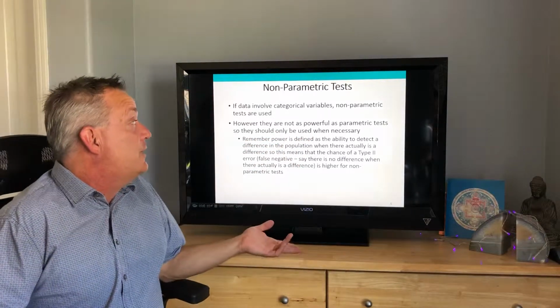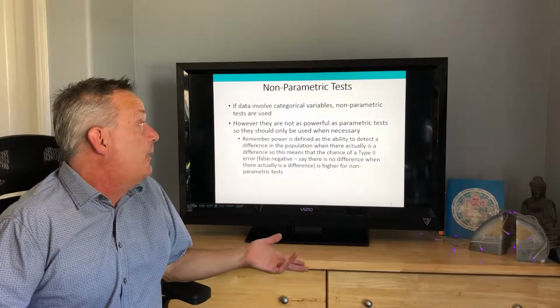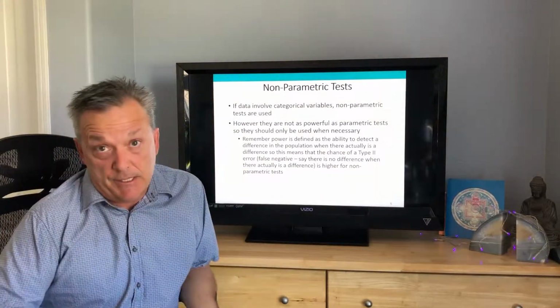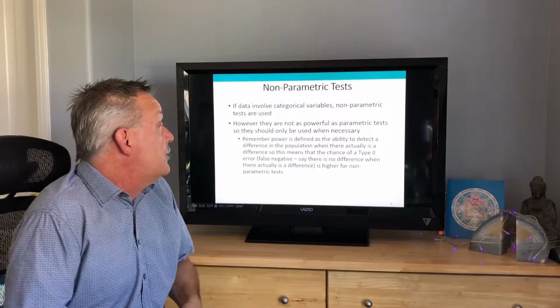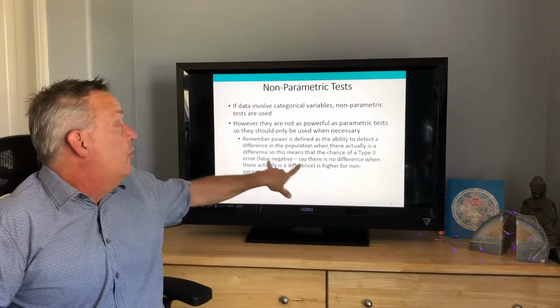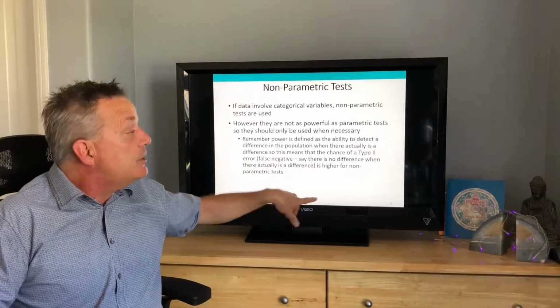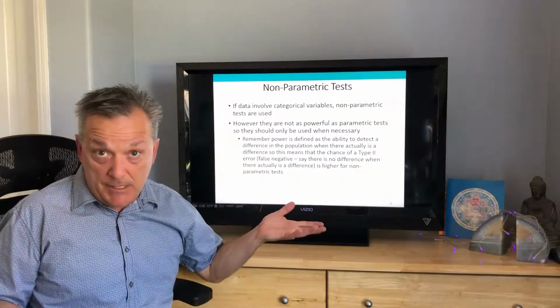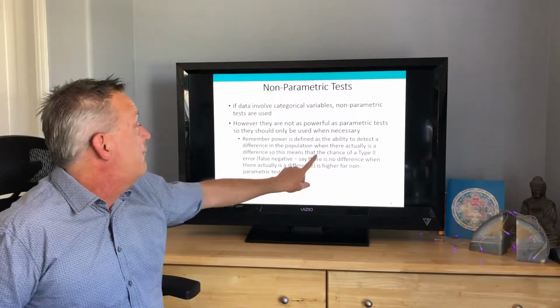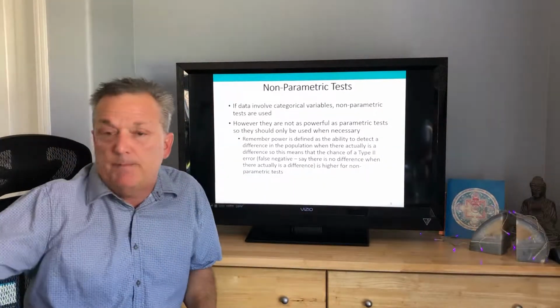Remember, power is defined as the ability to detect a difference in the population when there actually is a difference. So this means that the chance of type 2 error, where you have a false negative, say there is no difference when there actually is a difference, is higher for non-parametric tests.